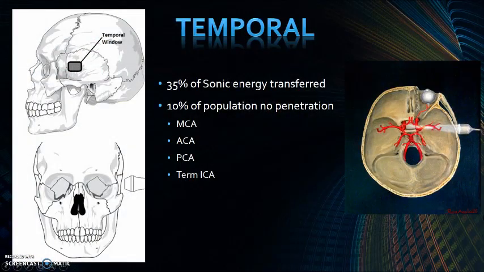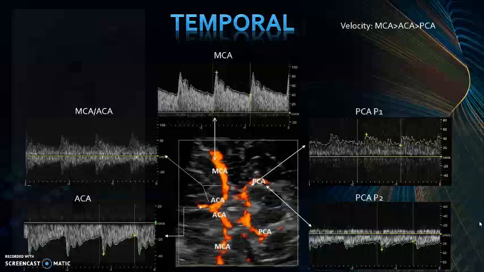All right, the temporal bone is important. It's where you do most of our scanning. Ultrasound is not very good going through bones. It usually bounces right off of bones, but the thinnest portion of the temporal bone allows 35% of sonic energy to be transferred in order to insonate the cerebral arteries. 10% of the population will have no penetration, so you can't scan those patients, or at least you won't be able to get any usable data on these arteries, which are at the base of the skull. You could still probably scan from posterior and get the vertebral and basilar arteries.